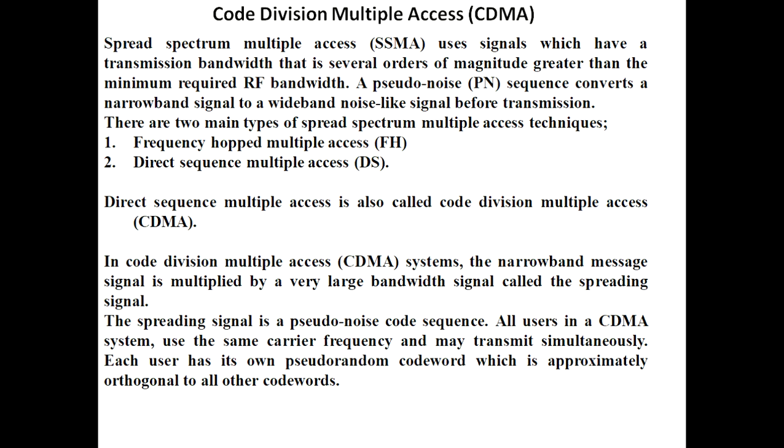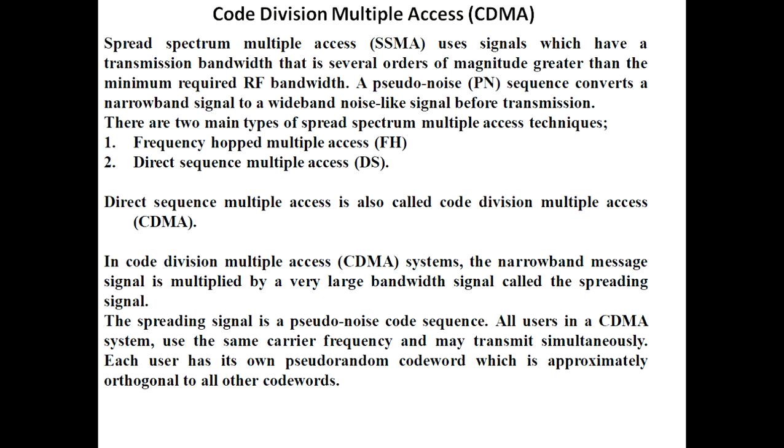What is happening in this multiple access is that they use the PN sequence, which is called the pseudo noise sequence, which is used to convert the narrowband input signal into a wideband signal before the transmission. Whatever signal is intended to be transmitted is considered a narrowband signal. That narrowband signal is converted into wideband by spreading it using the PN sequence. That is the concept behind code division multiple access.